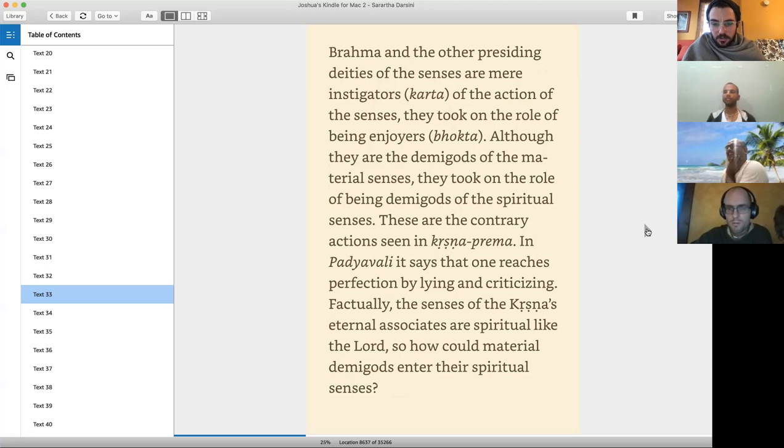Factually, the senses of Krishna's eternal associates are spiritual like the Lord. So how could material demigods enter their spiritual senses? This was the question I was having when I first read this and when you just read it back.